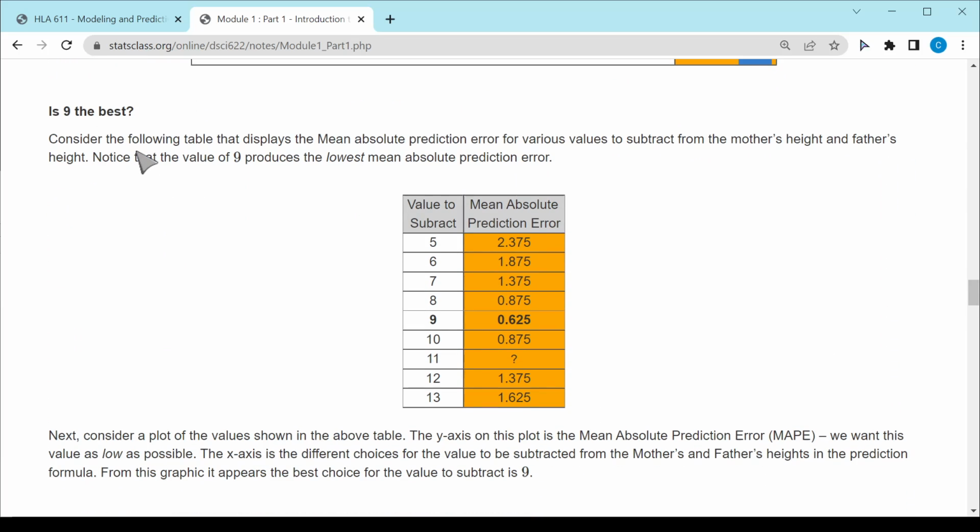So is 9 the best? Well, it turns out 9 is the best. I tried a variety of values in that equation. You can see here from 5 through 13, and 9 produced the lowest mean absolute prediction error. I didn't try half values. I suppose you could try subtracting 8.5 or 9.5 to see if that does better. I just stuck to whole numbers here in that equation.